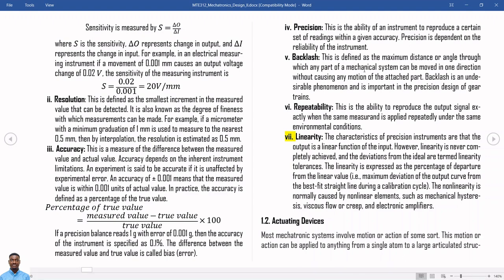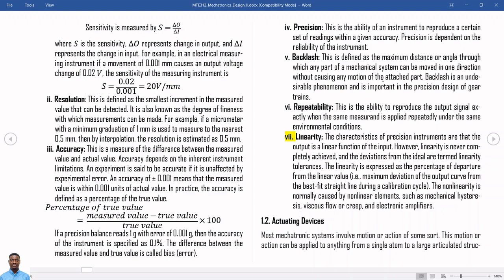So the other quantity is backlash. Backlash has to do with mechanical measurement systems, and backlash are just movements that are not registered. So when you have a mechanical measuring instrument, they move. So backlash is defined as the maximum distance or angle through which any part of a mechanical system can be moved in one direction without causing any motion of the attached part.